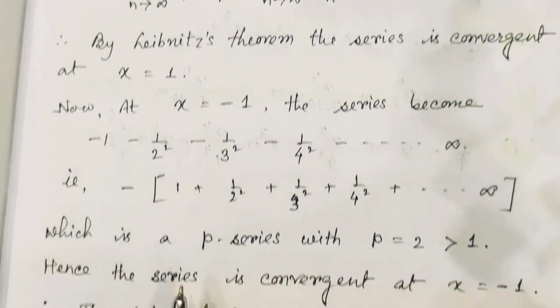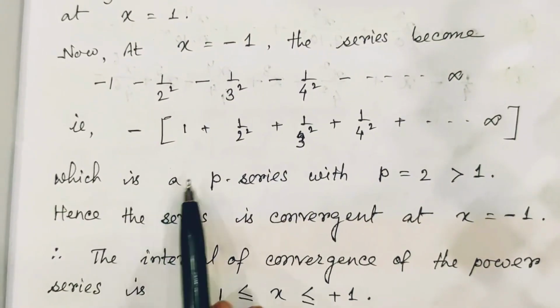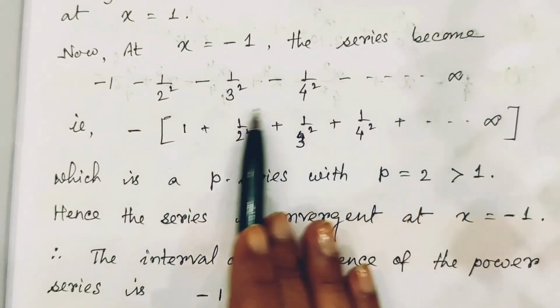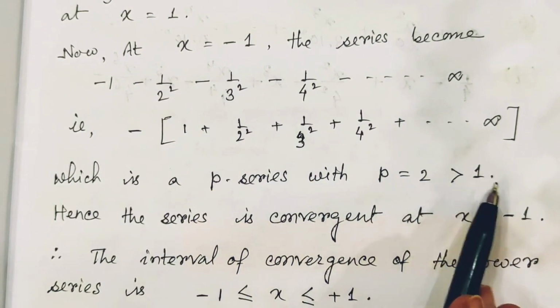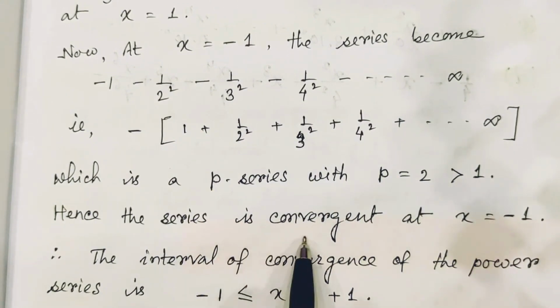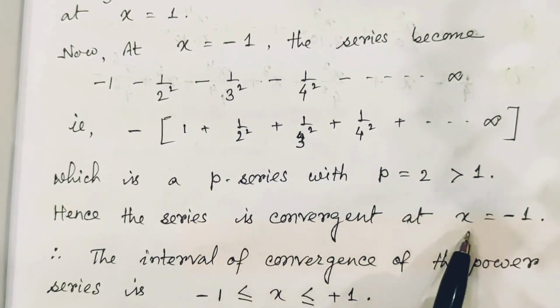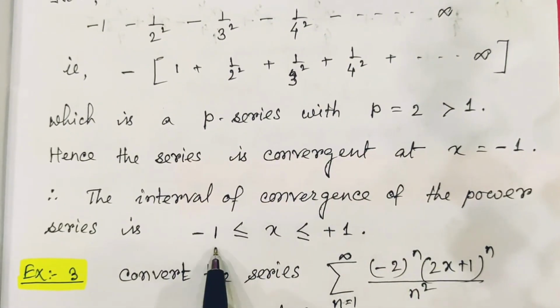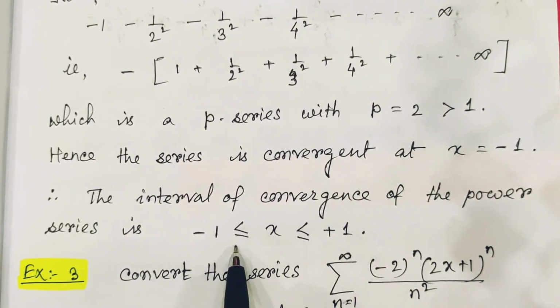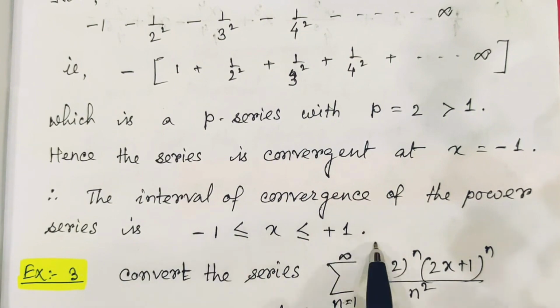If we simplify, we find that this one is nothing but a p series, and the p value is 2, which is greater than 1. Hence the series is convergent at x equal to minus 1 too. Therefore the interval of convergence of the power series is minus 1 to plus 1, with closed brackets. That means minus 1 and plus 1 both are included.